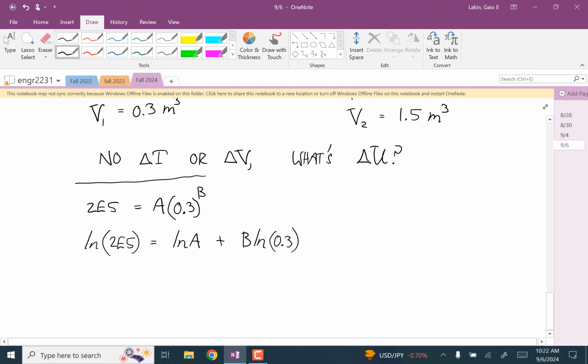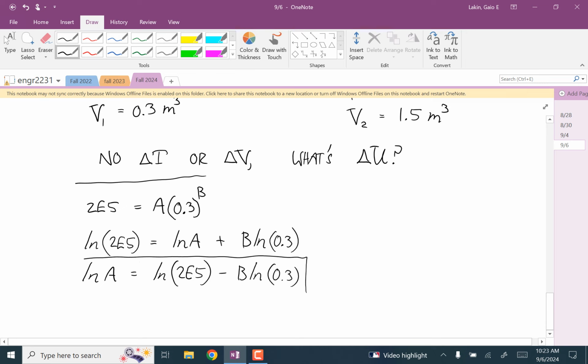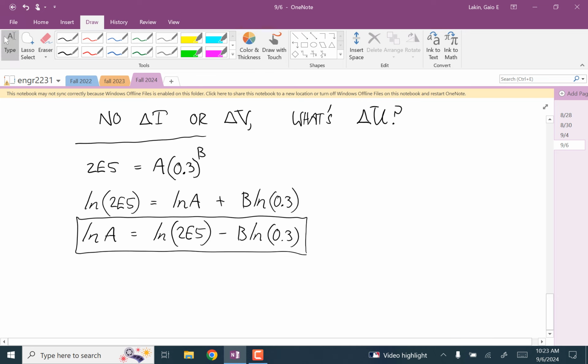And so I'll just write this for now as natural log of A is equal to natural log of 2 times 10 to the 5th minus B times the natural log of 0.3. Set this equation aside. And now we'll go to instant 2.